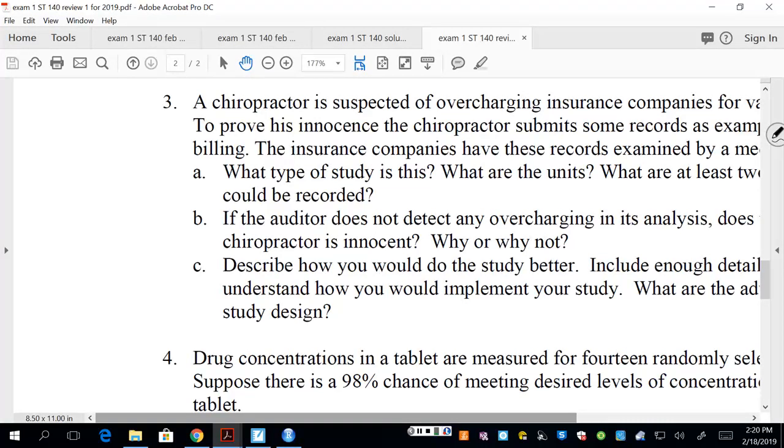It's not a survey, right? It's not an experiment. I call it an observational study because it's just the data that are coming from this thing. It's not any type of randomization used at all. If the auditor doesn't detect any overcharging in the analysis, is the chiropractor innocent? Not necessarily. If it's not under your control as the researcher, there could have been manipulation. These could have been the ones where there was nothing done, but the other ones could have had fraud or something. And how would you do a study better to investigate whether somebody is being honest with their numbers?